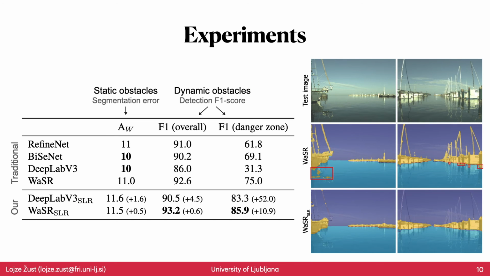We compare SLR-trained models with traditionally trained semantic segmentation models. We apply SLR to DeepLab and WaSR, which is currently the state-of-the-art maritime semantic segmentation model, and we find large and consistent improvements for dynamic obstacle detection, with comparable segmentation performance for static obstacles. Detection improvements are especially large inside the danger zone of the boat, which is the most critical 15-meter area around the boat.